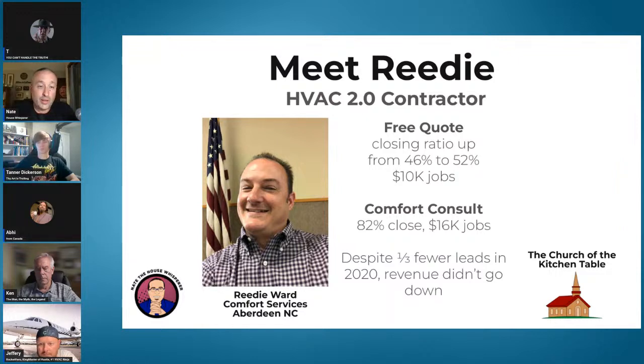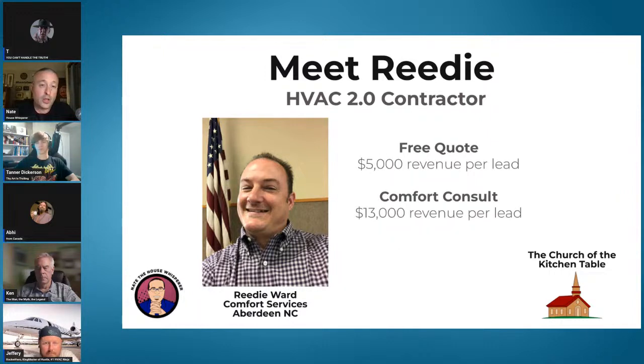What was good for him is Reedy has 10 kids, so he needs to make some decent money so that the household works. He got a third fewer leads in 2020, but his revenue stayed the same. And it was just because of switching over to Comfort Consults. Another key metric to keep an eye on is revenue per lead. With free quotes, because the closing ratio wasn't that good, nor was the job size, it was about $5,000 revenue per lead. In a Comfort Consult, he was pushing 3 times that at $13,000 per lead.